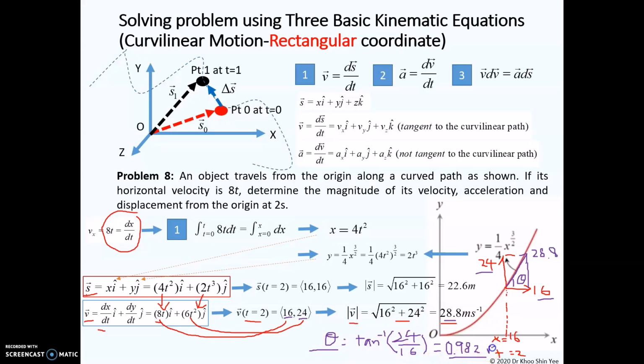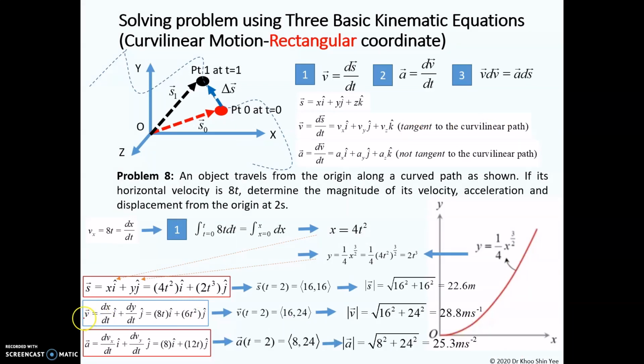This is in radians. If you want to convert to degrees, then you need to multiply by 180 divided by pi. Then you should get the velocity angle to be 56.3 degrees. If you compare the direction of the velocity with the curvilinear path here, then you find this velocity direction is tangent to the curvilinear path.